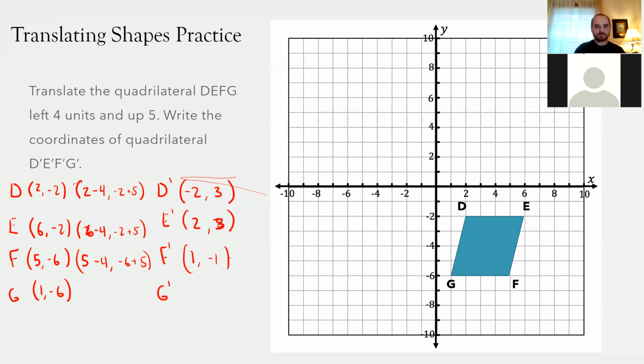All right, those of you that are left, your ticket to leave is to solve G on your own. So we're going to do the same thing that we did for these other ones. We're going to take the X value, we're going to subtract 4, we're going to take the Y value, and we're going to add 5. As soon as you finish that, you are free to go. I'm going to stop recording.